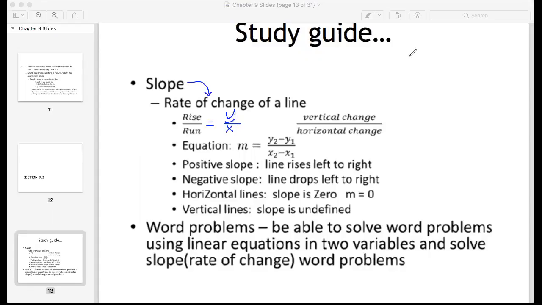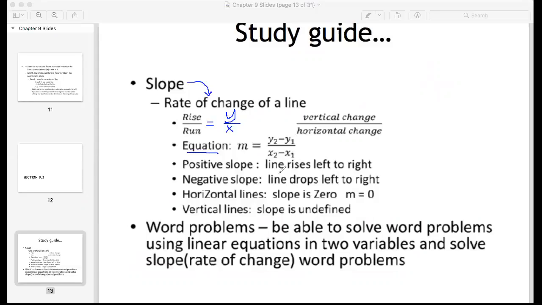So rise, think about it in the sense that if you have your coordinate grid, you always have to rise up or down along the y-axis before you can run on your x-axis. So you always want to move up and down the y-axis first prior to being able to go along the x-axis. Okay, so it's your vertical change over your horizontal change. So if I give you 2 points, your equation is going to be y2 minus y1 over x2 minus x1.